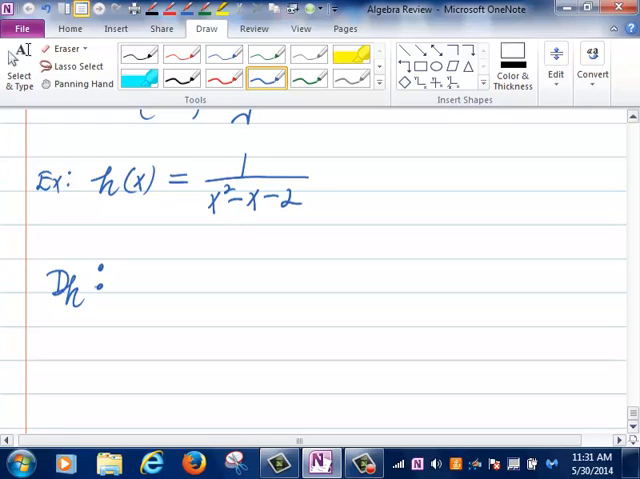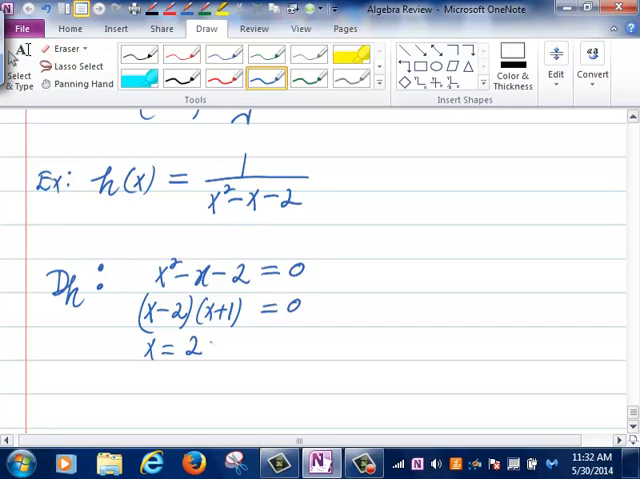Okay? So from all the real numbers, you have to exclude the values for which you get zero in the denominator. So how do we do that? Well, figure out where the denominator is zero. So x squared minus x minus 2, when will this be zero? Well, can I factor that? What is that? x minus 2, x plus 1, and then x is 2, or x is negative 1.